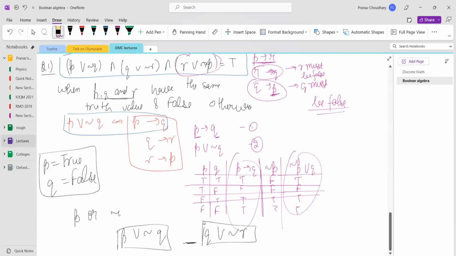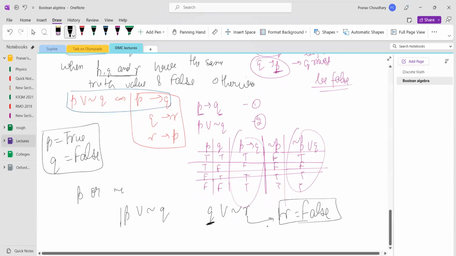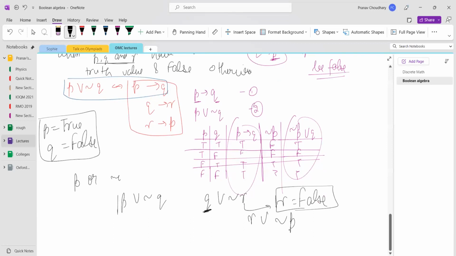Now, for Q or not R to be true, Q is false, so not R has to be true, which gives R is false. But if you consider R or not P, then not P is false, so for that to be true, you have to have R equals true. So R cannot be true and false at the same time. So we're done.